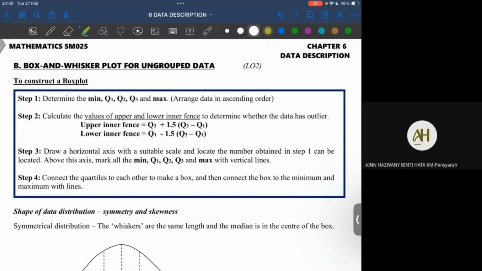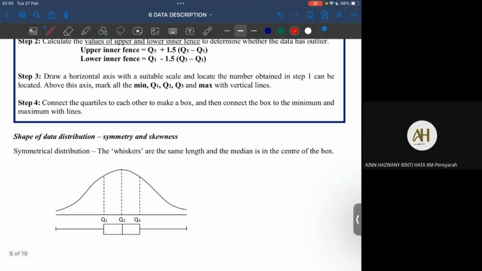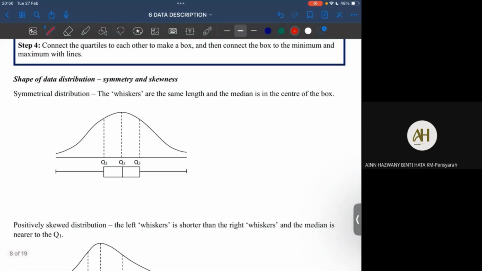So, if you are asked to construct a box and whisker plot, there are 7 things we need to find. Okay, before we construct, before we draw, this is your box and whisker plot. What we need to find is number 1 minimum value, number 2 maximum value, number 3 is Q1, number 4 Q2, which is median, number 5 Q3, number 6 lower inner fence, number 7 upper inner fence. Okay, so these are 7 things that we need to construct our box and whisker plot.